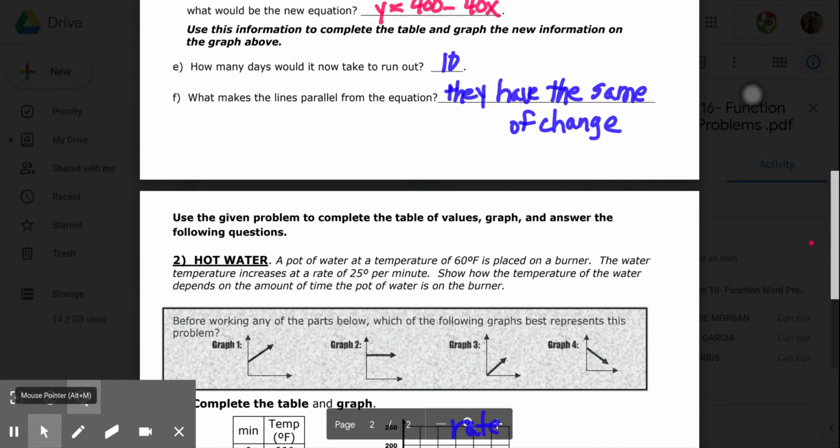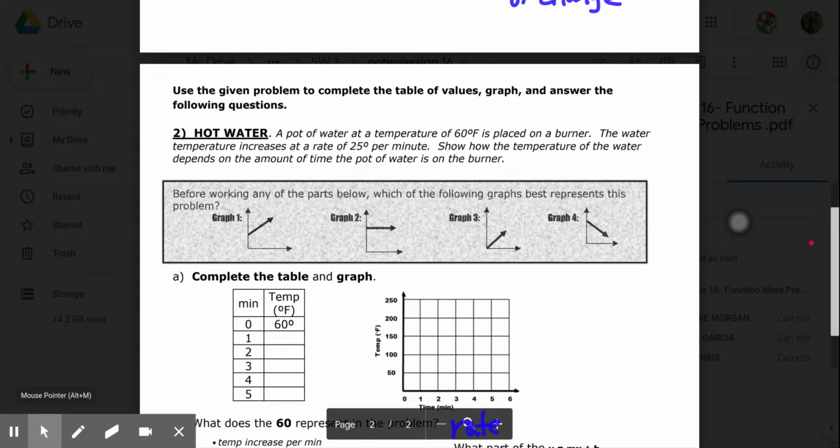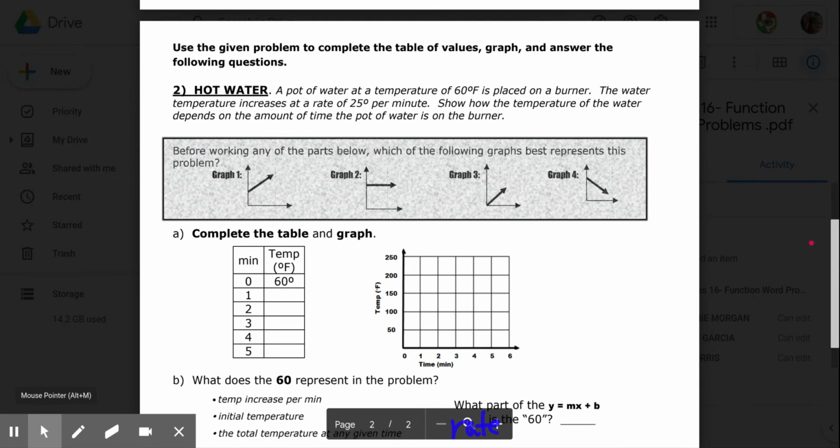All right, let's go ahead and try another one here. It says use the given problem to complete the table values, graphs, and answer the following questions. So now we're talking about hot water. A pot of water at a temperature of 60 degrees is placed on a burner. The water temperature increases at a rate of 25 degrees per minute. Show how the temperature of the water depends on the amount of time the pot of water is on the burner.